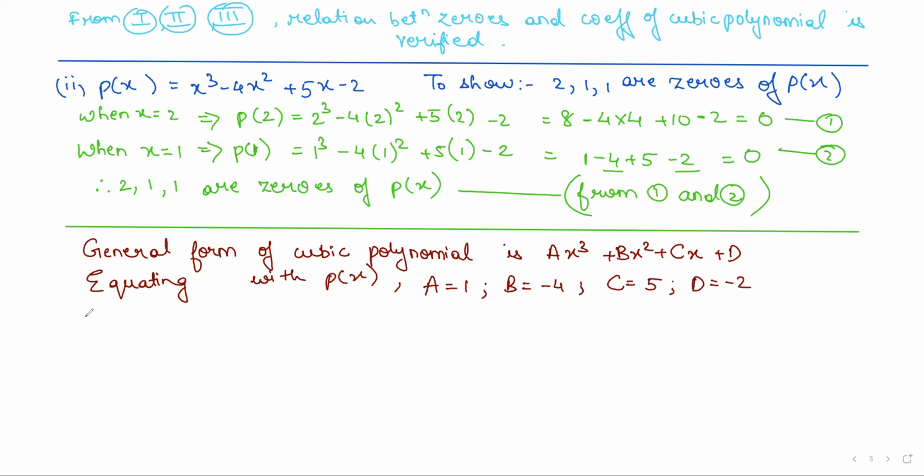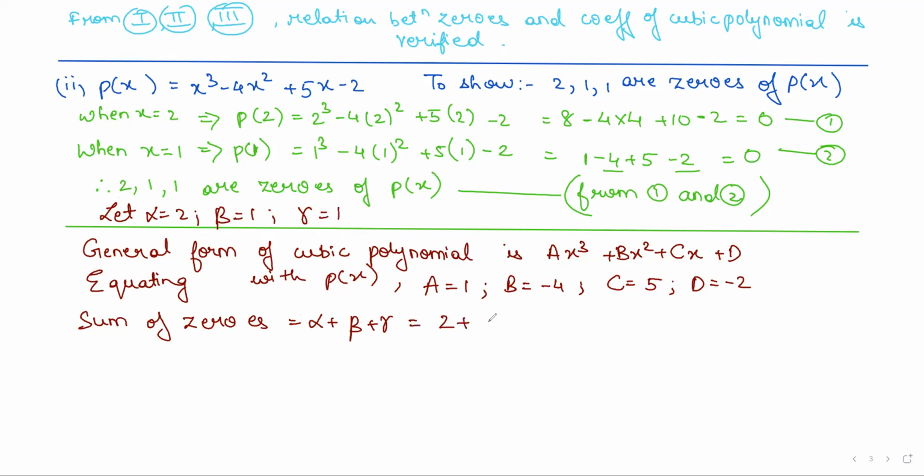Now first is the sum of zeros. So the sum of zeros is equal to alpha plus beta plus gamma. Therefore 2, 1, 1 are the zeros. Let alpha be equal to 2, beta equal to 1 and gamma equal to 1. I've given them variables here itself. So now you'll substitute these values, 2 plus 1 plus 1, which is equal to 4.